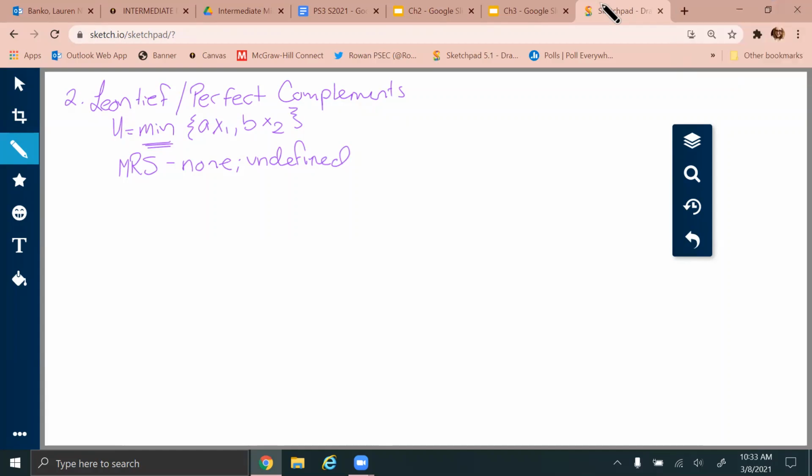What is that first word, Professor? What was that, I'm sorry? What is that first word before perfect complements? It's Leontief. It's the guy's name. Okay. Yeah. So sometimes books refer to it as Leontief preferences, and that's why I want to give it to you. Your book really uses this.